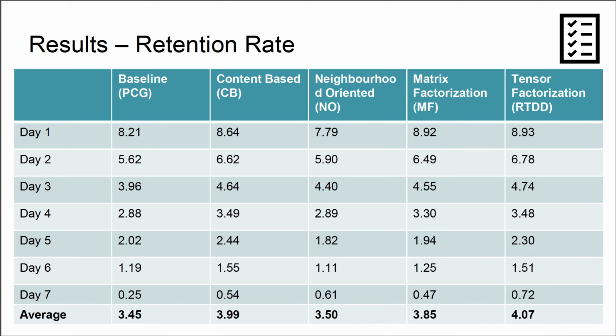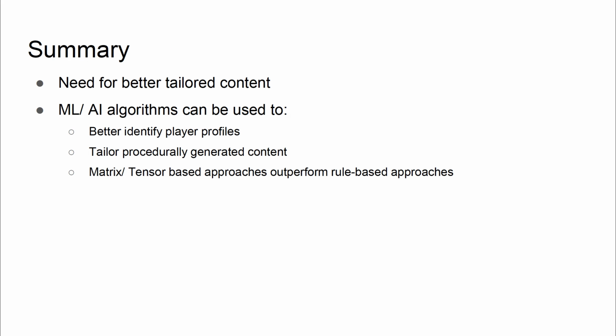So to summarize, there is a need for better tailored content, and machine learning algorithms can be used to better identify player profiles. This is something that it offloads from the designer. It can tailor PCG content in a very smart way. And finally, the matrix and tensor-based approaches outperform the content-based ones, especially in terms of development time. It takes far less development time, and since there are far fewer iterations needed by collaborative filtering, I would always recommend using that.